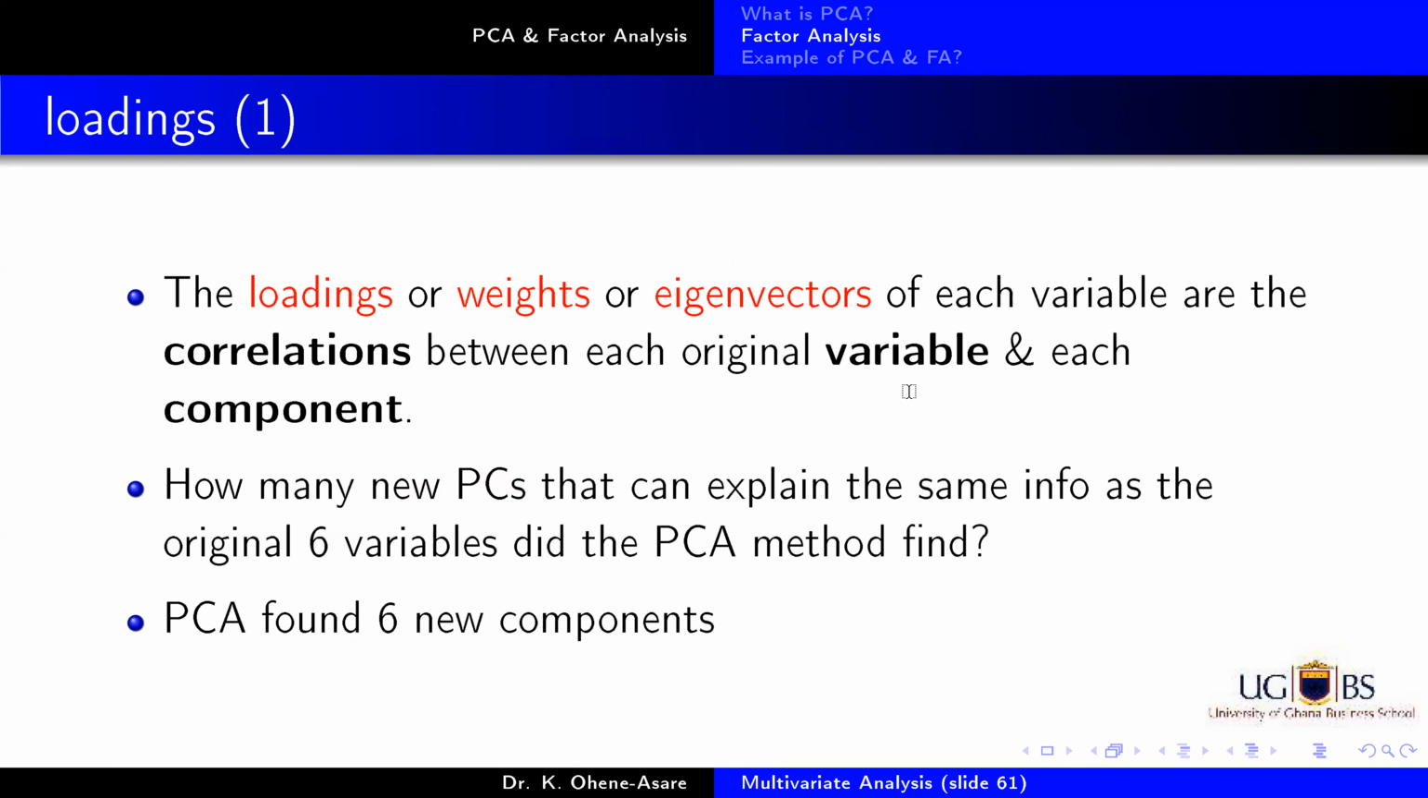Well, why is that so? If you ask how many new principal components, the number of principal components equals the number of original variables. So we found 6 new components. That is what the entire method did find. It's a question that technically shouldn't need answering, but that's it. We have 6 principal components.